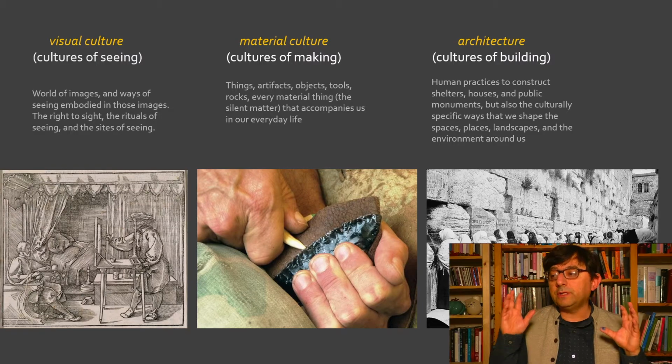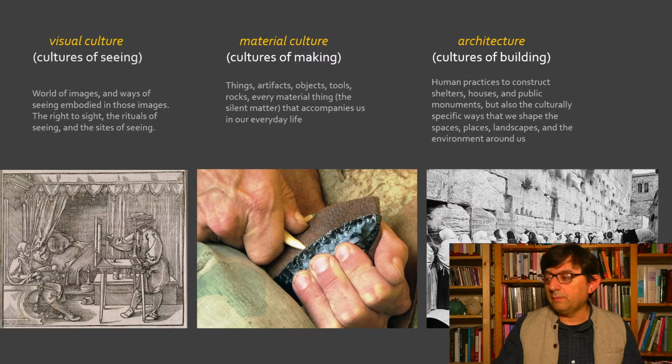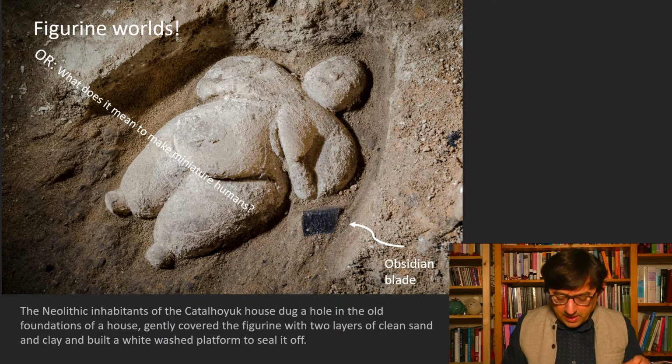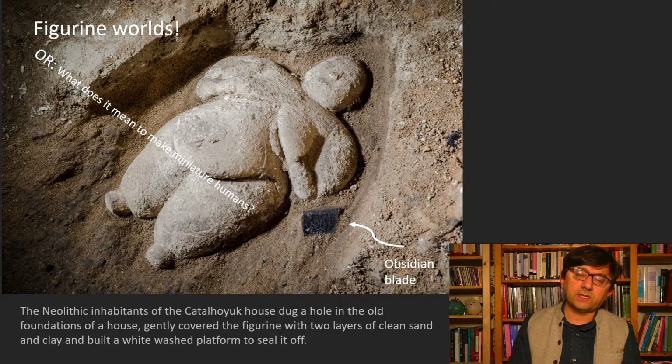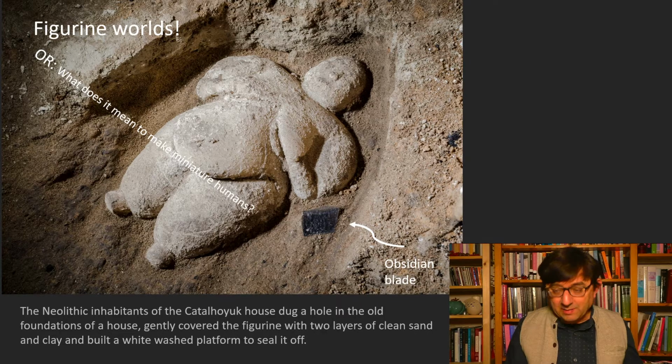So visual culture, material culture, architecture, these are things that we're going to explore in this class. So let's jump in a little bit with this fascinating, exciting find from a Neolithic house in south central Turkey, from Çatalhöyük. We're going to look at Çatalhöyük in the third lecture as well, but I just wanted us to get in with an interesting example to talk about these issues.